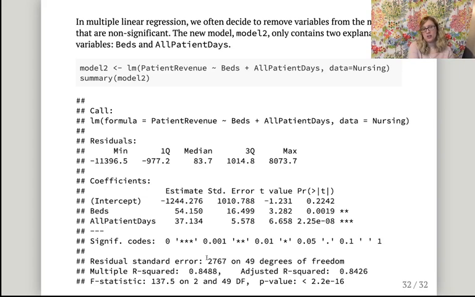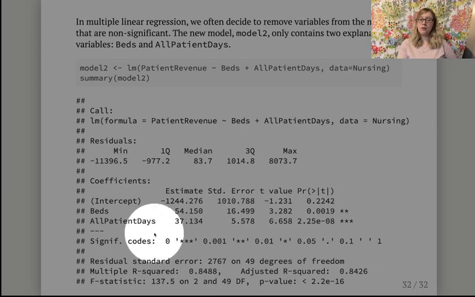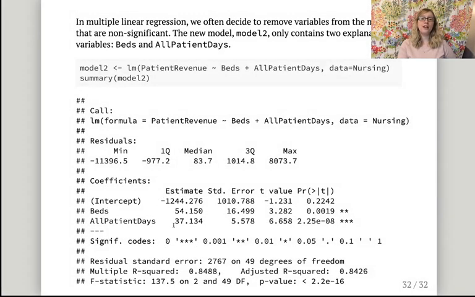Many statisticians will tell you that if you have variables that are in your model and not explaining much, you should delete them. So here, we'll drop the variables that are not significant, that have those large p-values. So our new model only contains those two variables that we thought were important, beds and all patient days. Certainly, it's much easier to interpret and work with a model with two variables rather than 5.